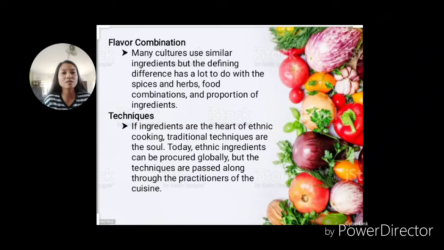Flavor combinations. Many cultures use familiar ingredients, but the defining difference has a lot to do with the spices and herbs, food combinations, and proportion of ingredients. Techniques. If ingredients are the heart of cooking, traditional techniques are the soul. Today, ethnic ingredients can be procured globally, but the techniques are passed along through the practitioners of the cuisine.